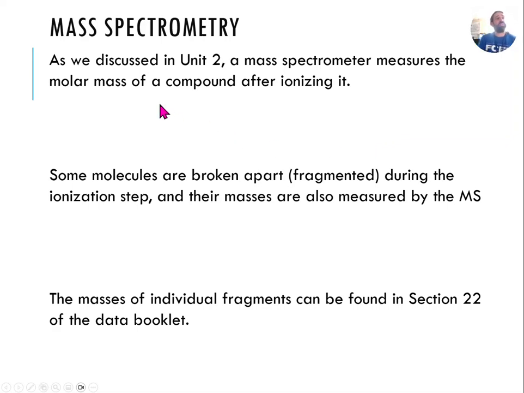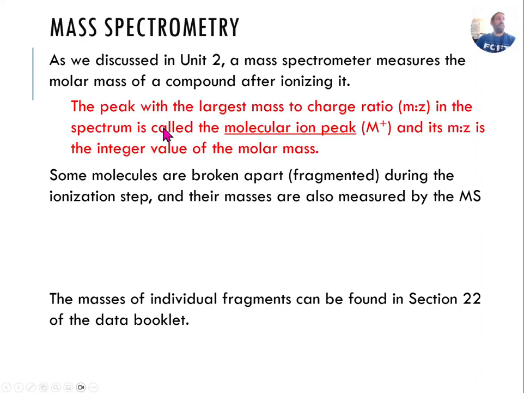We looked at mass spectra in Unit 2, where we devised the relative atomic mass of elements. So in this unit, we're actually going to use it for a couple different things. One, the peak that has the largest mass to charge ratio is what we call the molecular ion peak.